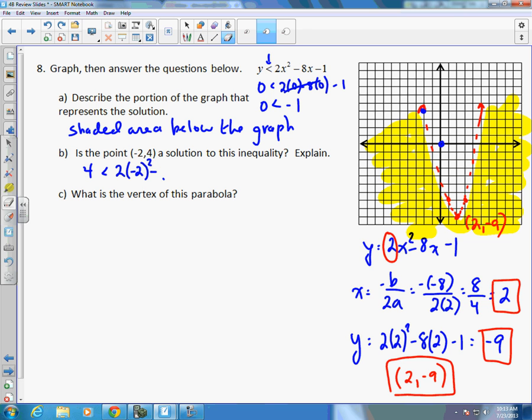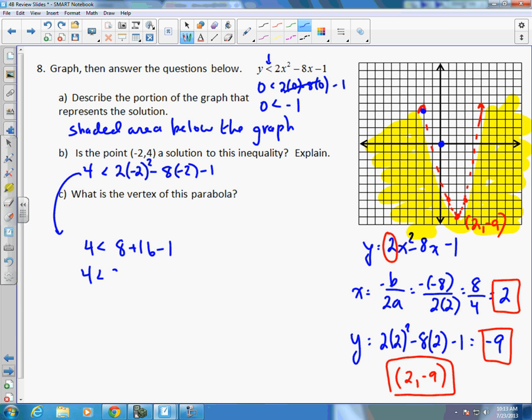So minus 8 times negative 2 minus 1. So I get 4 is less than, so I'm bringing this down here. Negative 2 squared is 4. 4 times 2 is 8. Plus 16 minus 1. So I get 4 is less than 24 minus 1. 4 is less than 23. Is that true? And if the answer is yes, then you know it in fact is true.